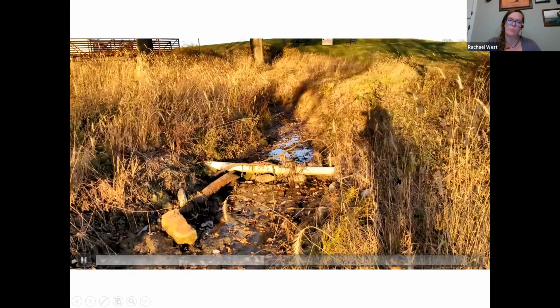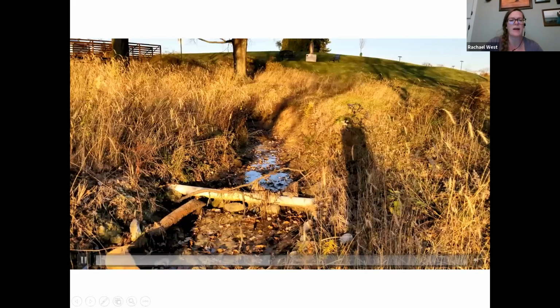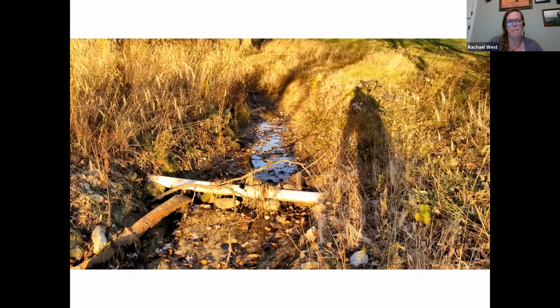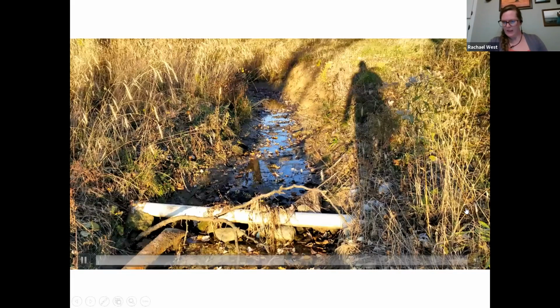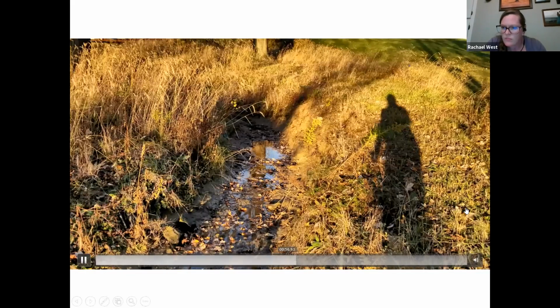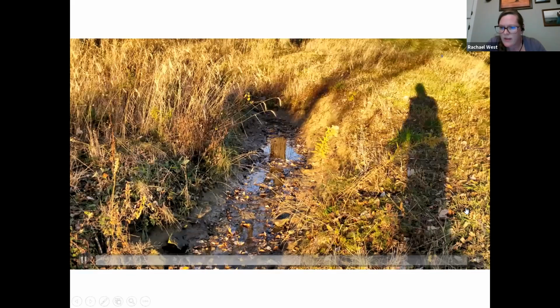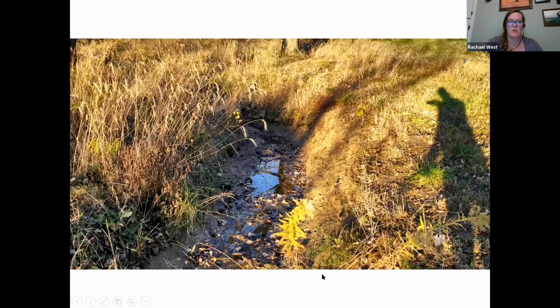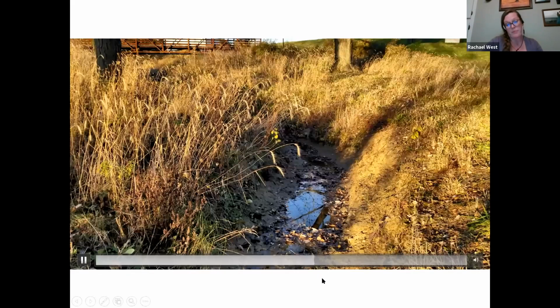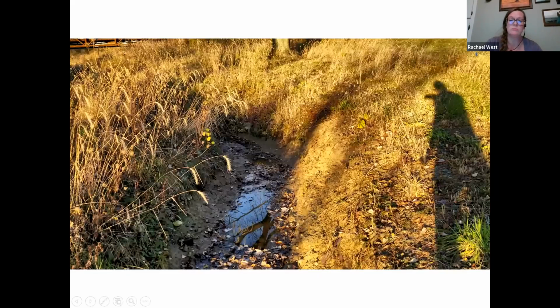Why is there a pipe there? Is that a good thing? Is that a bad thing? The weeds and the plants look dry. Yeah, I think we're having some buffering issues also. Yeah, they look dry. The soil looks dry too.